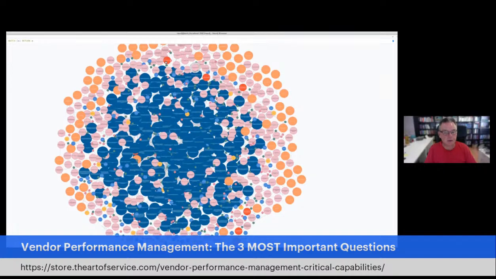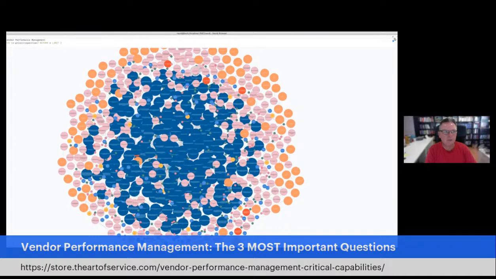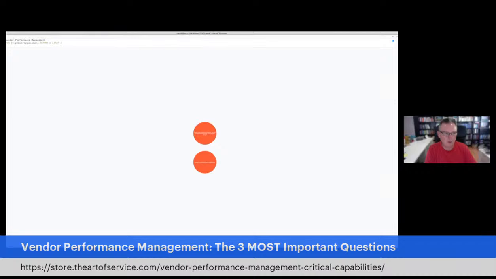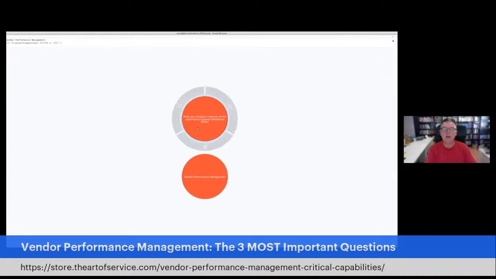The top 48 questions, and before we do that, let's go to the top three of the most important questions to ask, as I promised. So, what is the number one question to ask in vendor performance management? What do you definitely need to have under control? Let's see. Vendor performance management. What do I need to have under control? This one: does your program measure vendor performance against established SLAs? Do you have service level agreements in place or contracts?